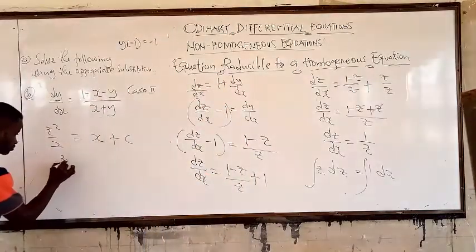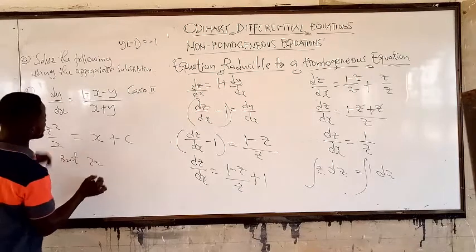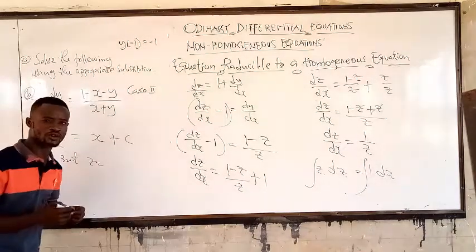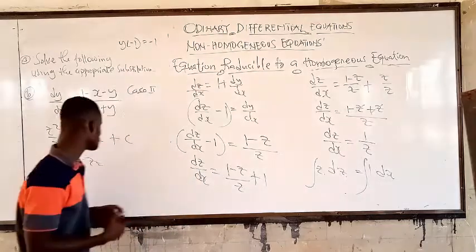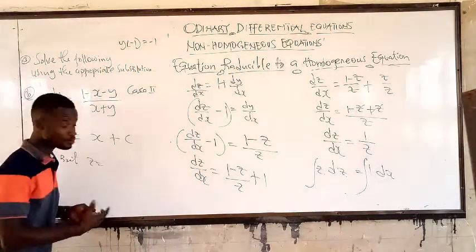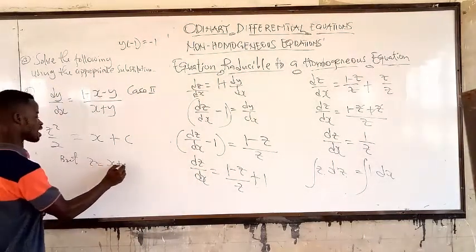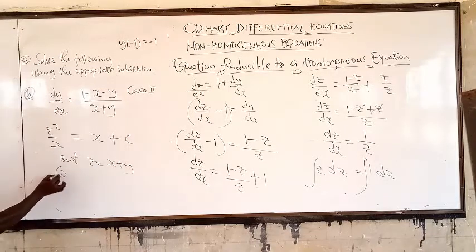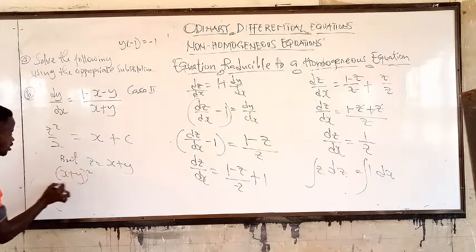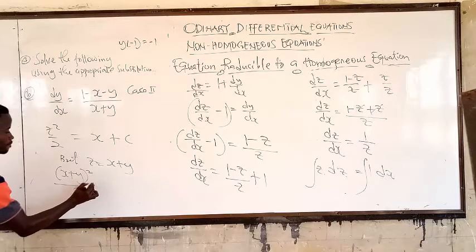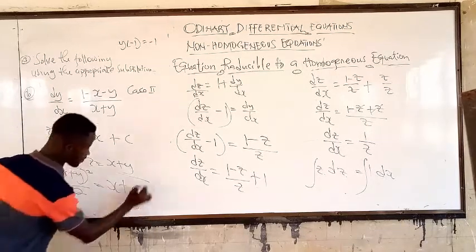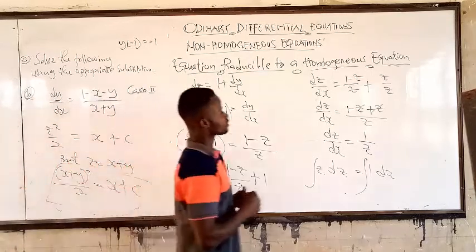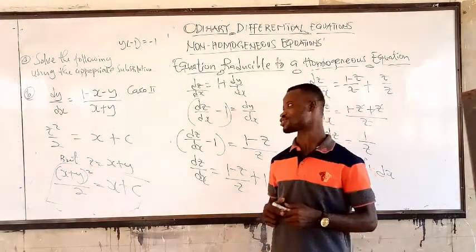Don't forget that in this question there was no initial condition given. So we are going to leave it in the general solution form, not the particular solution. So by replacing z with x plus y, we get (x plus y) squared over 2 is equal to x plus c. That is the end of this solution.